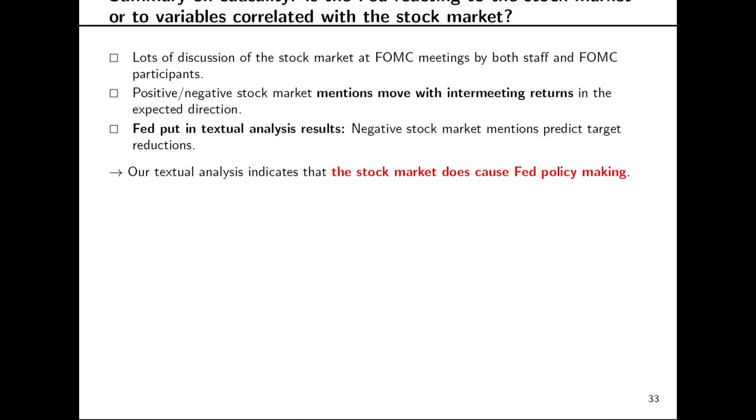All right, so that was the conclusion on question two on causality. We believe that the Fed is reacting causally to the stock market because they do talk a lot about the stock market at the meetings, especially when the market has gone down, and you can predict changes in the target with how much they talk about the market going down.